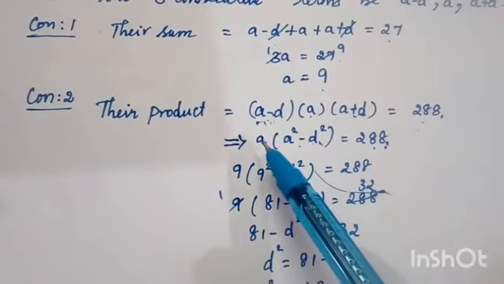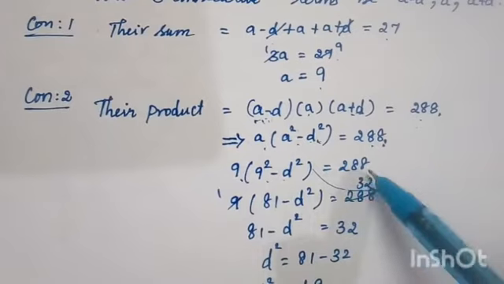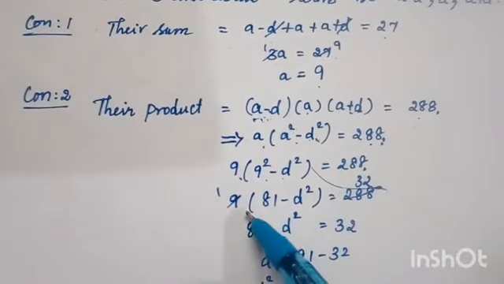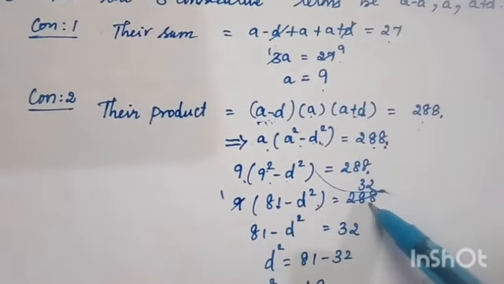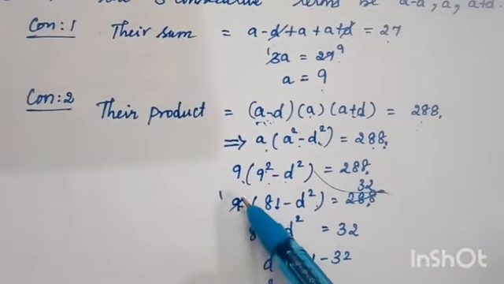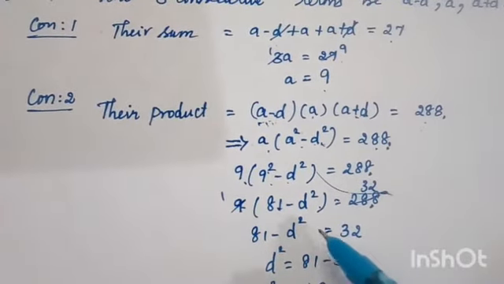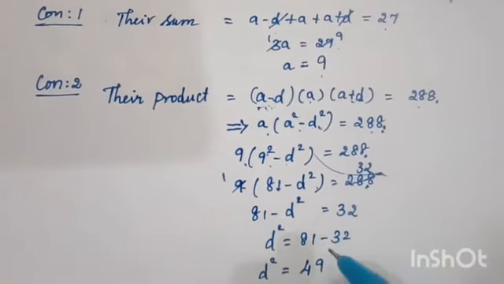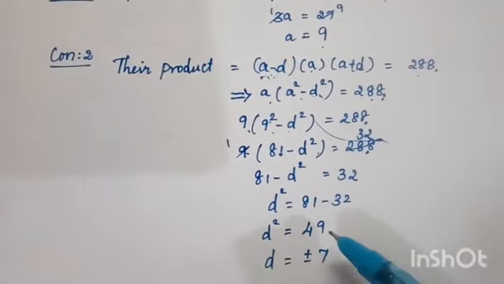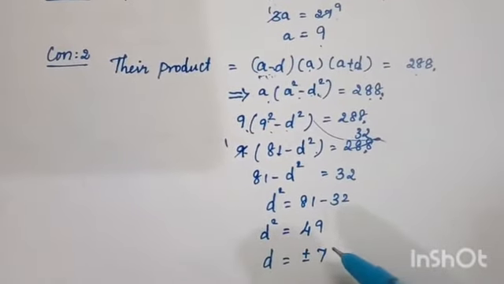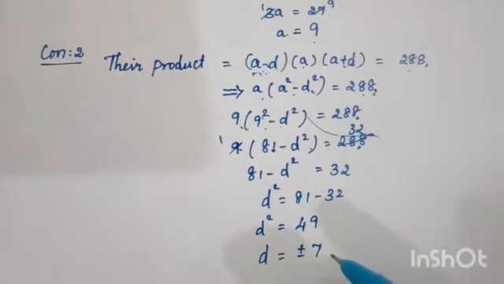So a value we found from the first condition is 9. 9 into 9 square minus d square equal to 288. So 9 into 81 minus d square equal to 288. 9 is common, so common divisor is 9. One time here 32. So 81 minus d square equal to 32. So d square equal to 81 minus 32. Subtract these two, you get 49. d square equal to 49. So d equal to plus or minus 7. We get the d values plus 7 and minus 7.